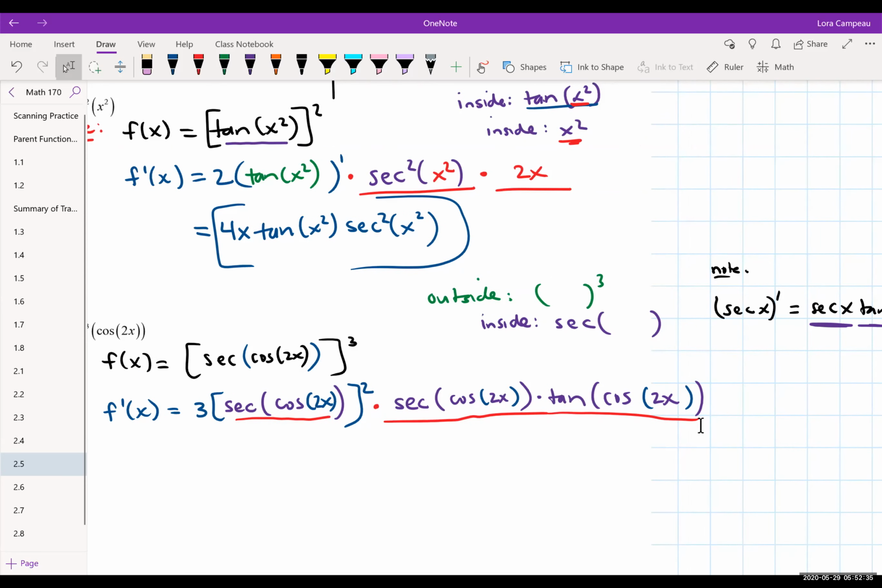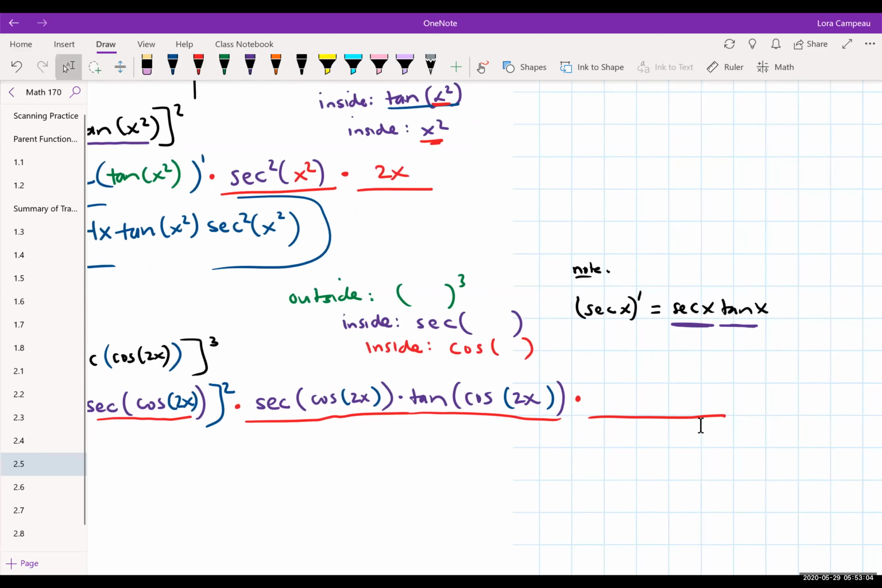Okay, so I want to look at the inside of this. I'm thinking about the nest. What was inside the secant part? What's the argument of the secant? Well, in our case, the argument of the secant is cosine of something. So this is where my next link comes from.